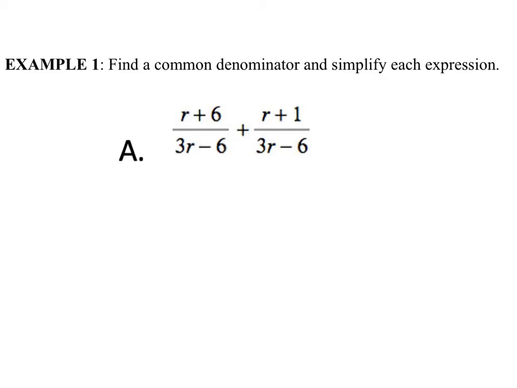You'll notice that these two expressions have common denominators already. They are both 3r minus 6. So since they have a common denominator, we can just keep the denominator and combine the numerators by combining our like terms. This is addition, which is the easier case. So I have r plus r would be 2r, and then 6 plus 1 would be 7. So 2r plus 7 over 3r minus 6.